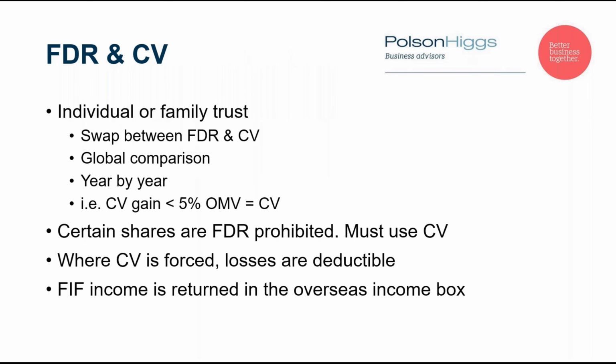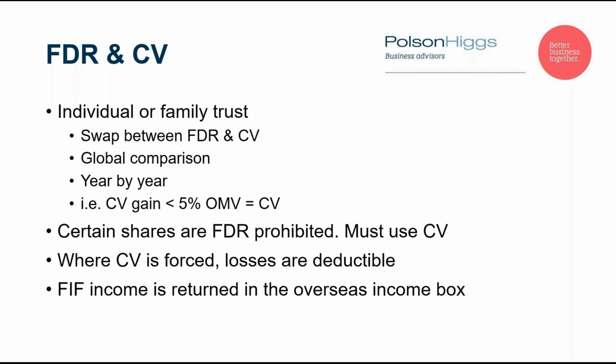Hopefully this is the question that you were looking to have answered here, Dawn. How do FDR and CV interact together? Well, if we're an individual or a family trust, we can freely swap between FDR and CV. We have to make that choice year by year. So I can do FDR one year and then the next year do CV. There's no restriction on me swapping between them. However, I have to use it globally. So I have to do all FDR or all CV. I can't choose to do one FDR and one CV. If I choose to use FDR, I use FDR for all my interests in a FIF. If I choose to use CV, then I use CV for all my interests.